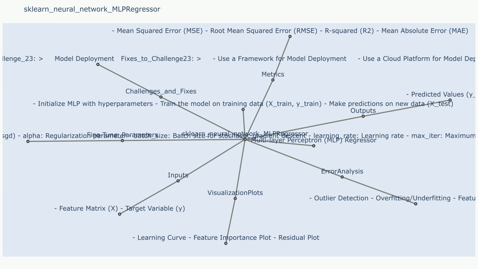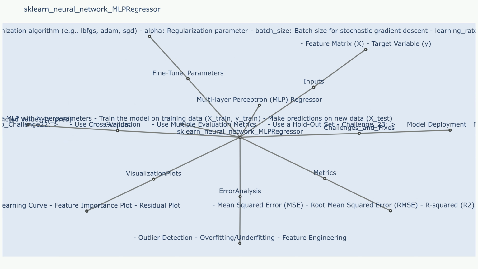Inputs X. This is a 2D array representing the training data with features.